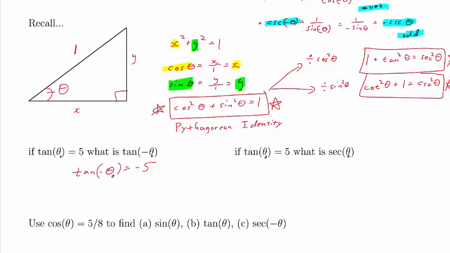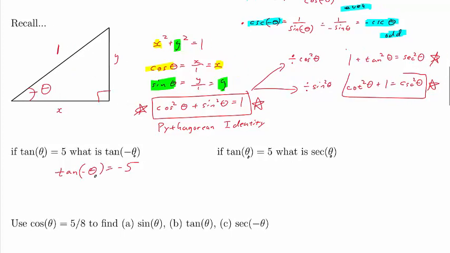Well, we have this guy here that we can use. Oops, did not mean to erase that. There we go. So we say, well, we got 1 plus tan theta squared. So that's 5 squared. And that equals secant squared theta. All right, so you can kind of see how that works.